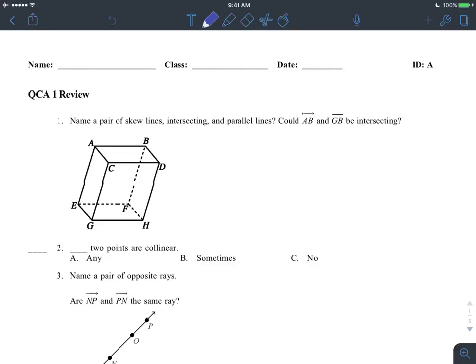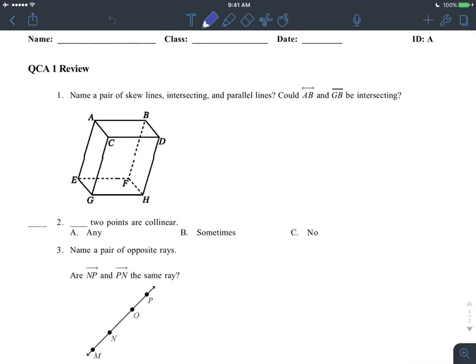All right, you guys, so we are going to be going over the QCA 1 review. So follow along and check your answers. It says name a pair of skew lines, a pair of intersecting lines, and parallel lines.